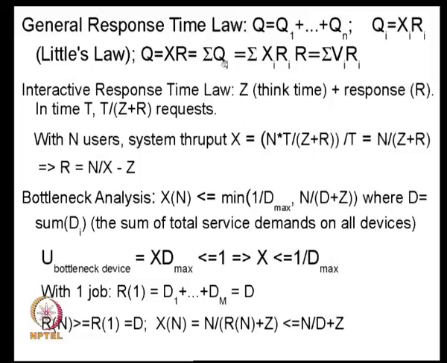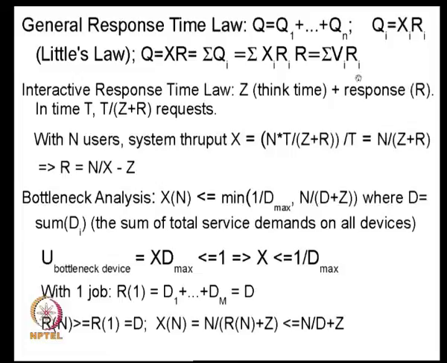And this is the same as the sum over all the devices of Qi. Now this is per device. Per device we know what Qi is: it is basically Xi multiplied by Ri. Again we are using Little's law one more time. So, R multiplied by Xi becomes the number of visits, and essentially you will find that Q is equal to the sum of Vi Ri.